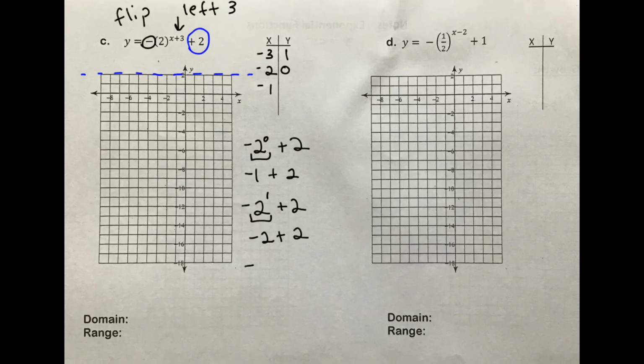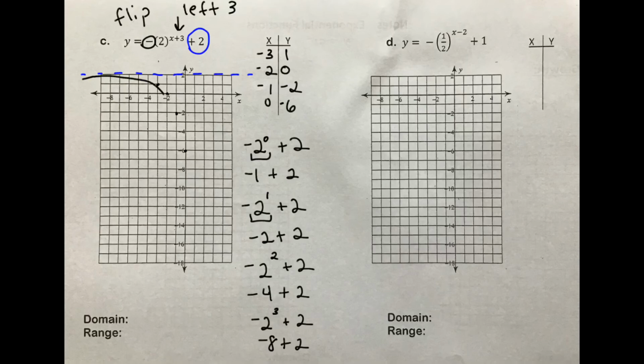Keep going. Negative 2 to the second plus 2. Negative 4 plus 2, which would be negative 2. Do one more. Negative 2 to the third power plus 2. Negative 8 plus 2, which is negative 6. So I'm going to graph what I know. Negative 3, 1. Negative 2, 0. Negative 1, negative 2. 0, negative 6.